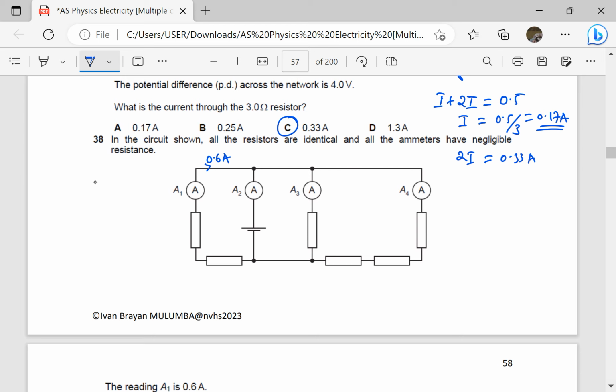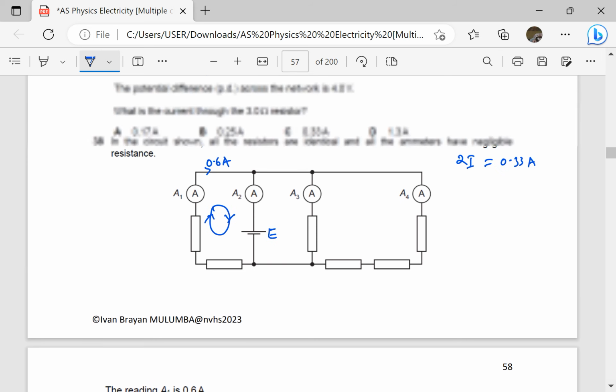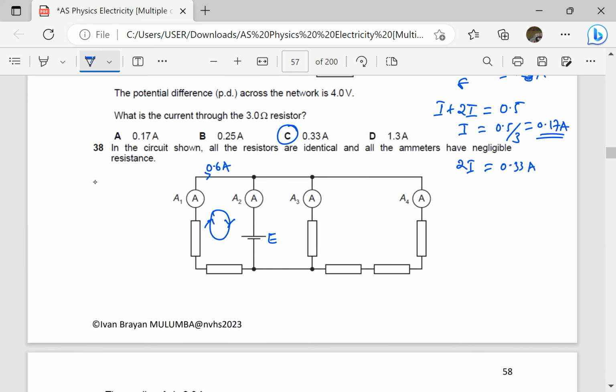I'll put the first loop here. Let it be clockwise. Let this e.m.f be E. So the question is, what are the readings on the other ammeters? For this loop, the e.m.f E is equal to the PDs. Let the resistance here be R plus R, that is 2R. So we have 2R times 0.6, assuming the current is in the same direction as the loop. So that is the one equation.